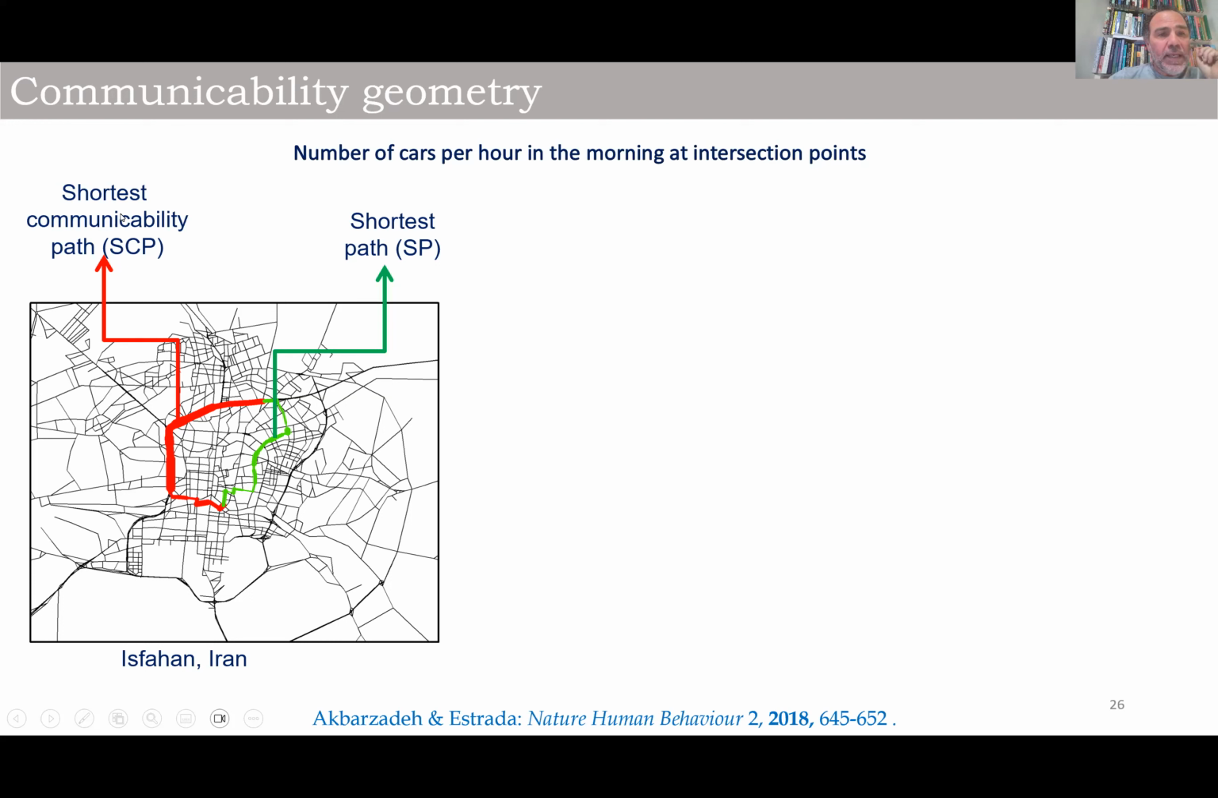And this is in red here, the shortest communicability path. So it's the path that offers less resistance in terms of communicability. And this is the shortest topological path, which means the least number of streets in this particular graph. And as you see here, the thickness of the path represents the traffic. So you can immediately figure out that there was more traffic between these two pairs of nodes by using the shortest communicability path than by using the shortest path.